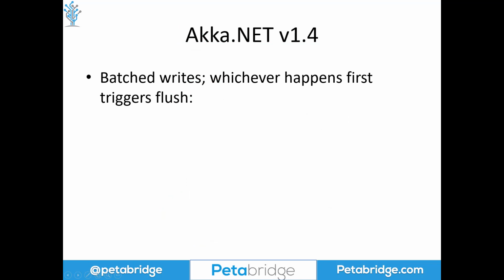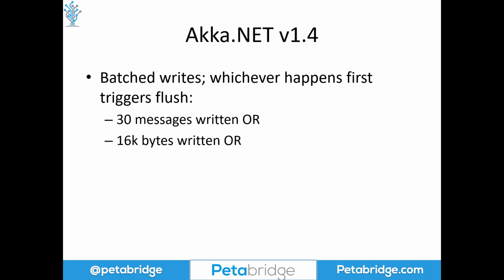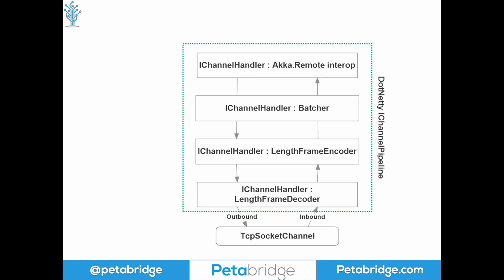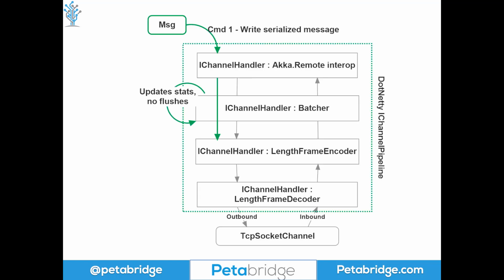So what's changed in Akka.net 1.4? We've introduced a batching system that groups writes together and then flushes them all together in one batch whenever we have 30 total messages written, or at least 16K written into the channel, or, if neither of those first two events occur, 40 milliseconds pass. This allows us to reduce the number of I/O and system calls, and ultimately all these values can be configured inside your Akka.Remote HOCON.